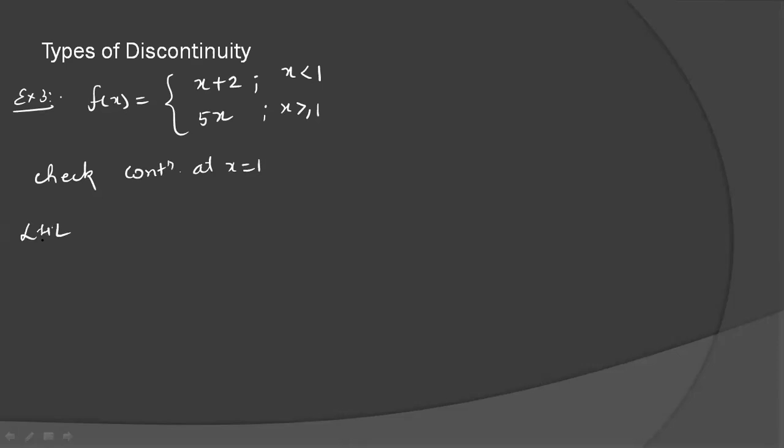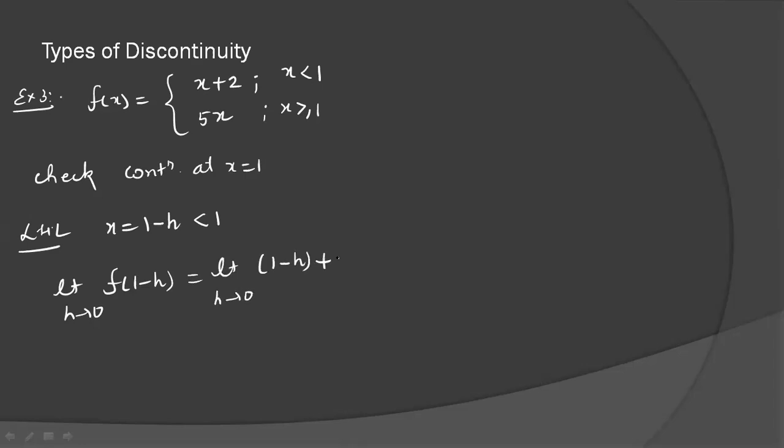If you find the left hand limit, then it will be x equal to 1 minus h. Limit h tending to 0, f of 1 minus h. The value is less than 1 obviously, so x is less than 1. It means we have to take the function as x plus 2 and the value of x is 1 minus h plus 2. So if you apply h equal to 0, you will get 3.